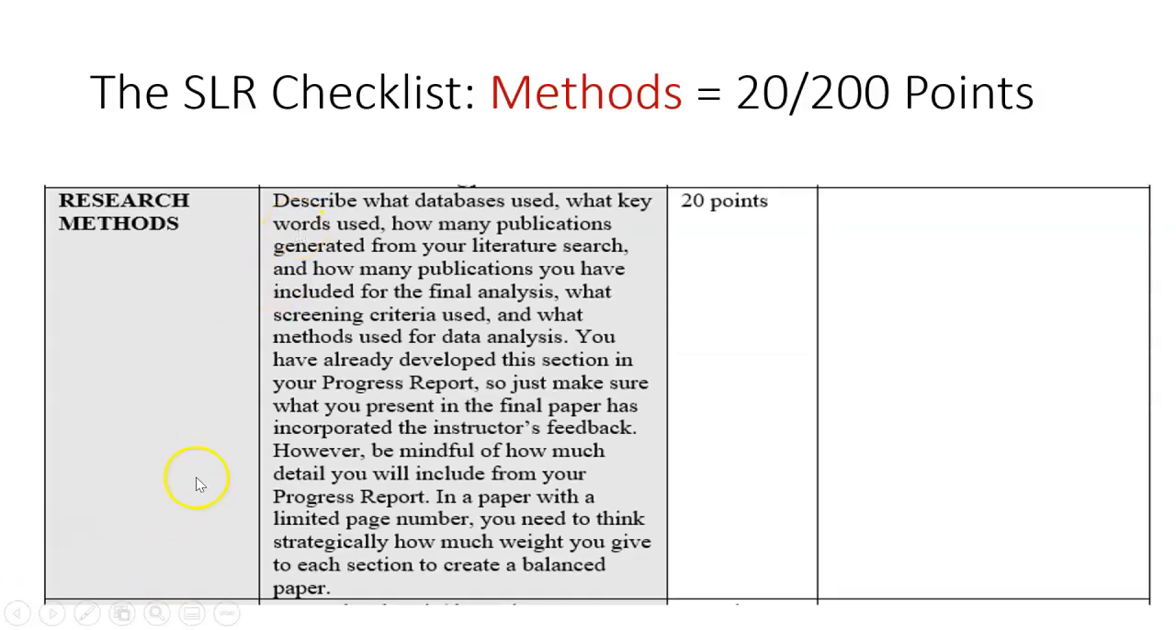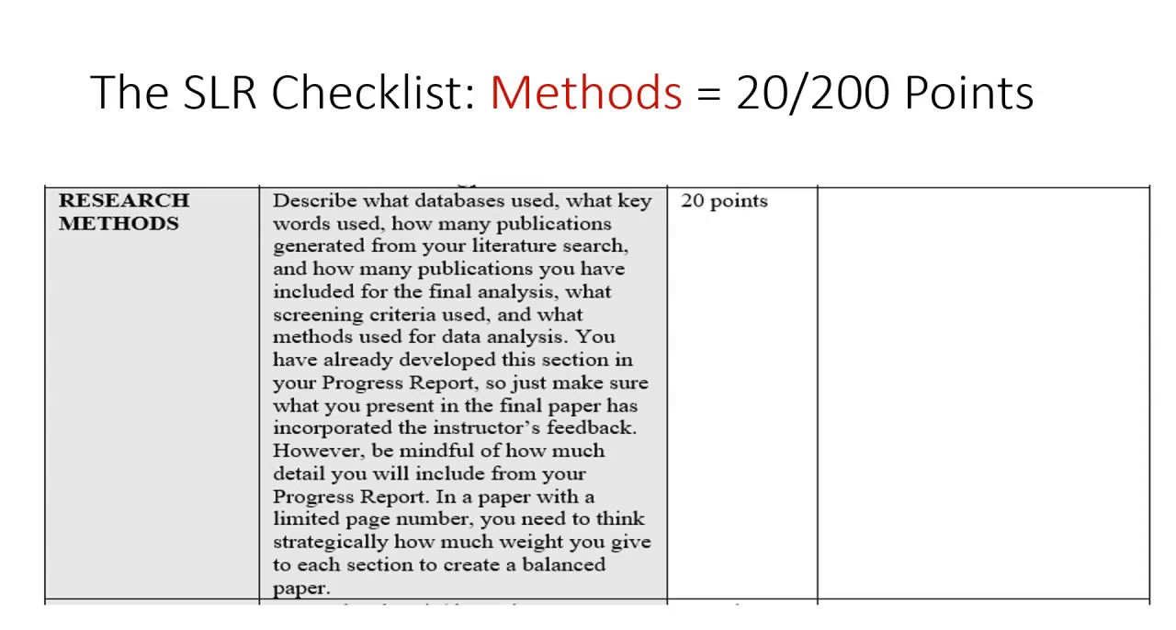So let's begin with a discussion about the methods. This section of your final paper is worth 20 out of 200 points. And so per the checklist that I provided online for all students to review, you are to describe what databases were used, what keywords were used, how many publications were generated from your literature search, how many publications you have included for the final analysis, what screening criteria were used, and what methods were used for data analysis.